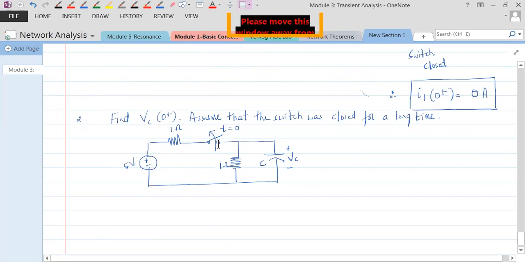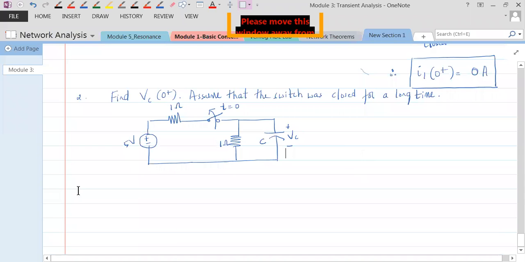Since it was closed for a long time, at t less than 0, when the switch was closed, the circuit was in steady state. They have not used the word steady state here. Okay, but we need to understand, when the switch was closed for a long time, with switch closed, the circuit was in steady state at t less than 0 is what we need to understand. Okay, there are two different symbols. Fine. So let's summarize the understandings first.